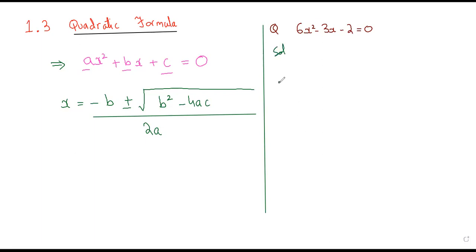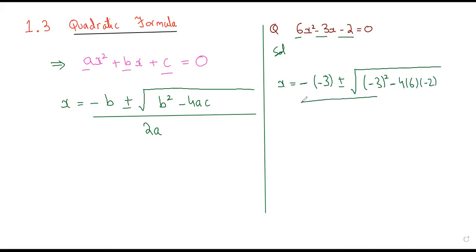So the solution would be x equal to, what is b? B is the coefficient of x, so minus 3 is b. So I have minus in the formula, then I will plug in the value for b, that is minus 3. Then we have plus minus under the root b squared, again minus 3 squared, minus 4, a is the coefficient of x squared, 6, and then this is the constant term, that is minus 2. And this thing is divided by 2a. So this exactly is your quadratic formula.